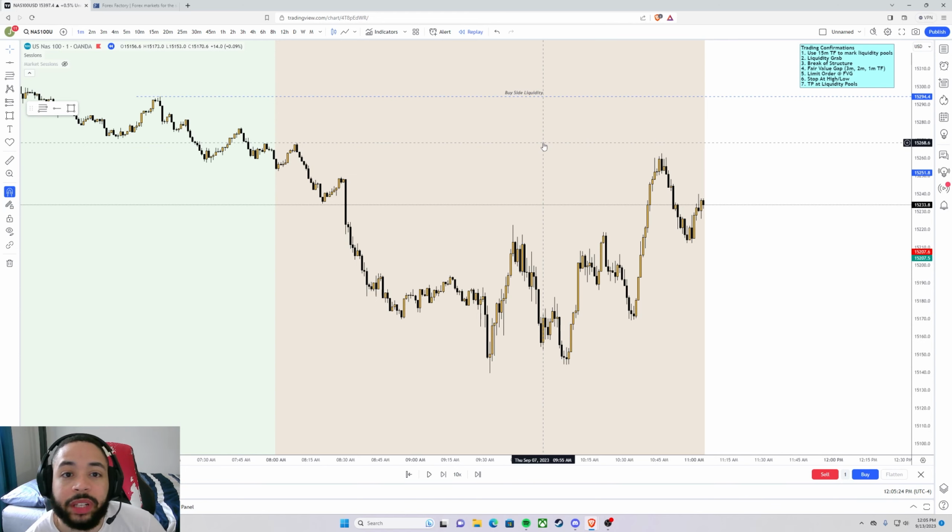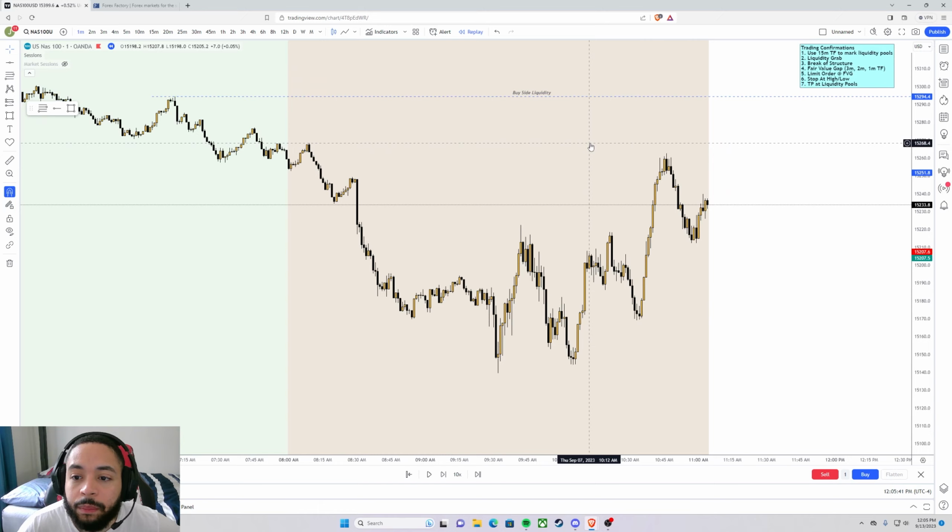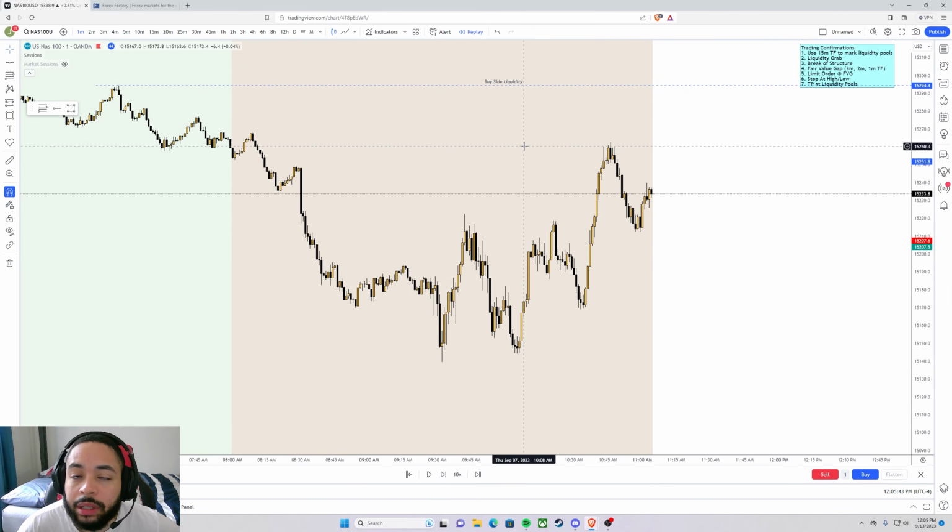I do think the strategy is super powerful. I think it uses the logic as far as how the market moves, and it uses liquidity pools and fair value gaps slash imbalances, which is what the market pretty much moves for, right? So, super powerful strategy there. But that was the recap for September 7th.